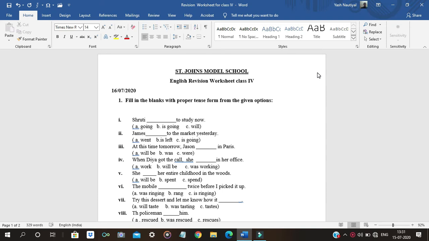Tense is used to show the relation between the action or state described by the verb and the time, which is reflected in the form of the verb. There are, as you know, three kinds of tenses: present tense, past tense, and future tense. These three main tenses are again subdivided into four parts: simple, continuous, perfect, and perfect continuous. We will be discussing only two, that is continuous and simple.